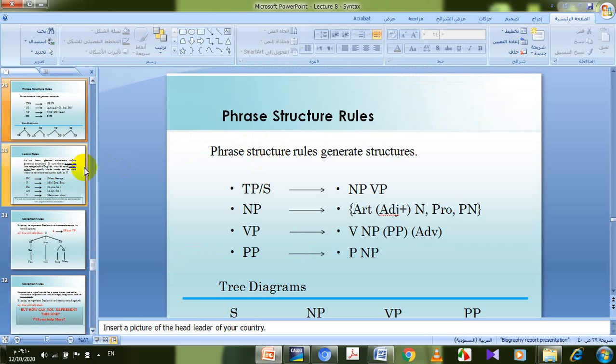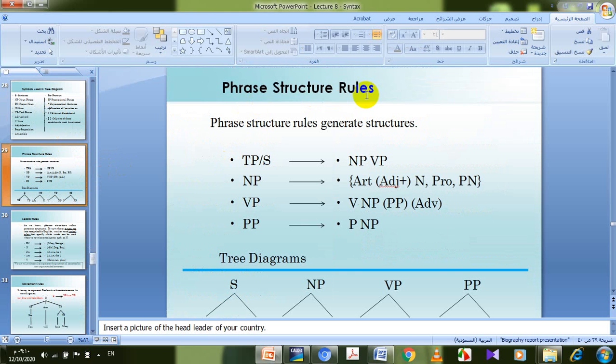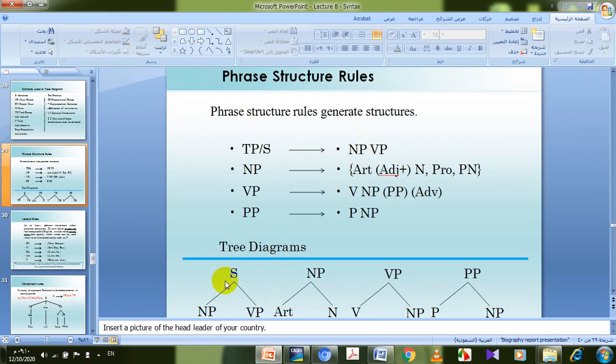Next, phrase structure rules. Phrase structure rules generate structures. TP means tense phrase, or sentence. It generates structures like: rewrites as, or consists of, noun phrase and verb phrase. So these are phrase structure rules. It has two different ways.